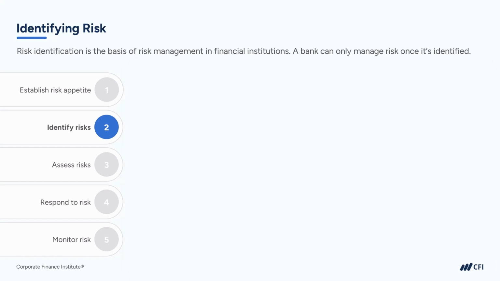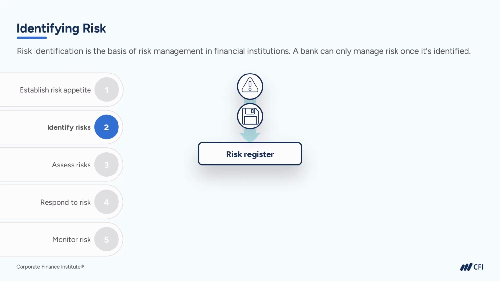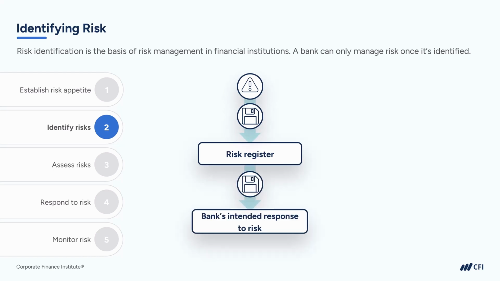Every single identified risk is recorded in a bank's risk register, which also records what response the bank intends to take towards these risks. The response is determined once a risk assessment has been made, which is what we will explore next.